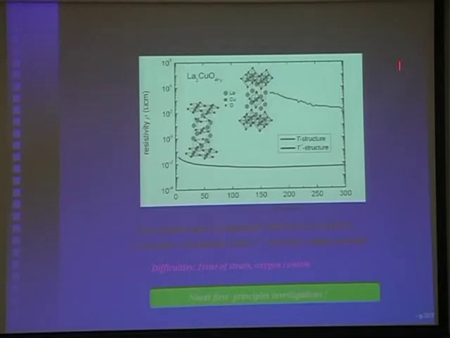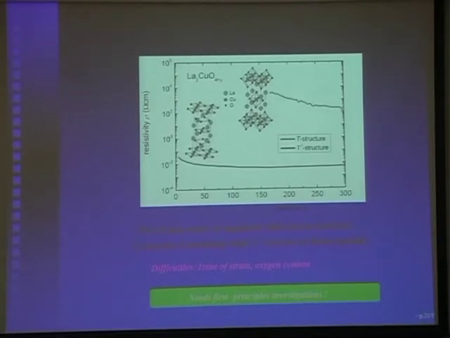And what they did was measure the resistivity of these compounds in two different structures, T and T prime. And what is surprising is that you see about 4 to 5 orders of magnitude difference in the resistivity between the two structures. They were very much criticized because it is a film, so there is the issue of strain, and of course the issue of oxygen content.